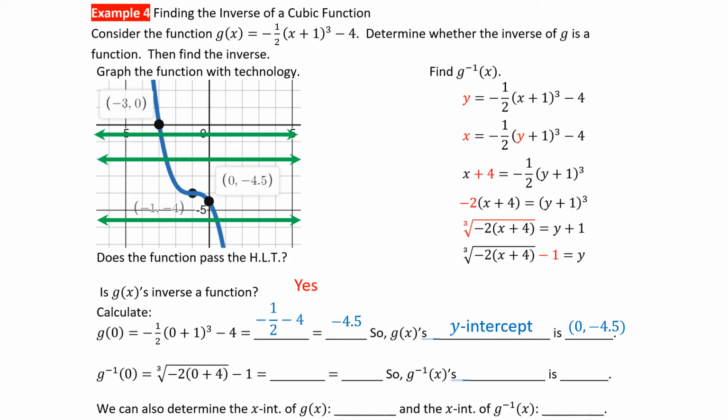The reason that I chose not to distribute that negative 2 under the radical sign is that it helps me to see that originally my function g of x had a horizontal shrink of 1/2 and a reflection over the x-axis. Now with that negative 2 out in front of x, I can see that that's going to be a horizontal shrink by a factor of 1/2 and also a reflection over the y-axis. So our inverse function of x is going to be that cube root of negative 2 times the quantity of x plus 4, and then we're going to subtract 1.